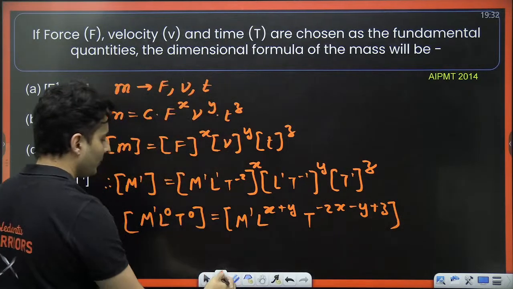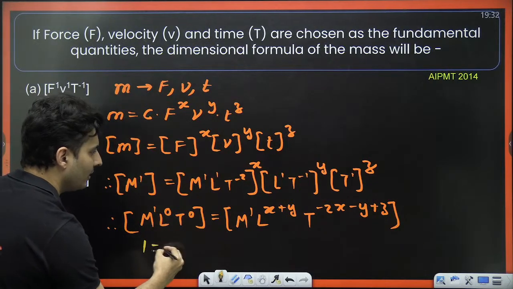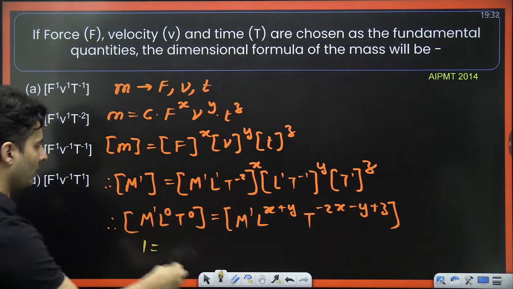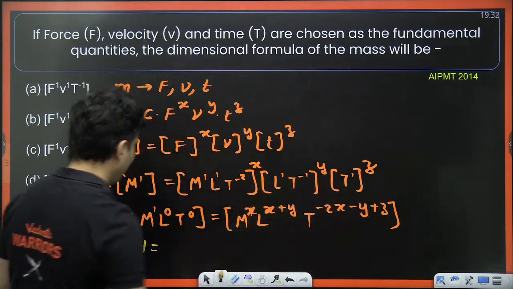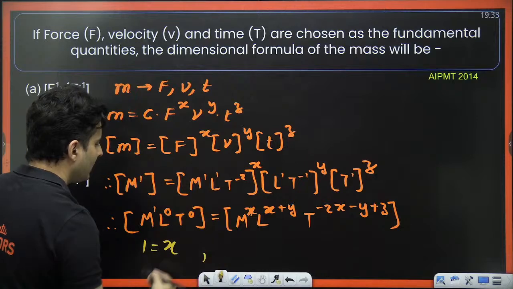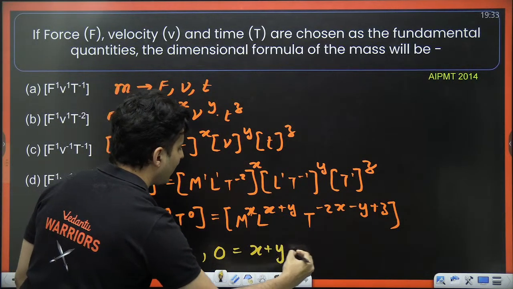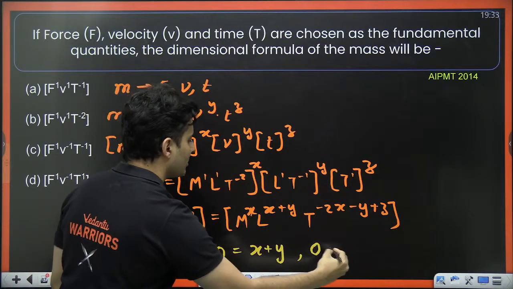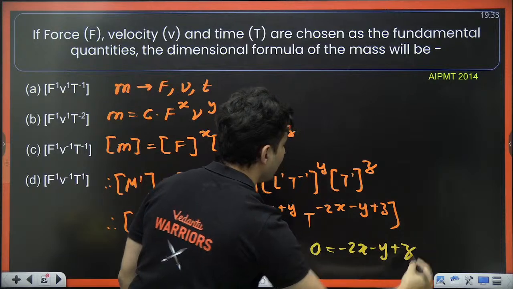Just check that out. So compare the powers. Mass's power is 1 here. Oh sorry, why did I put 1 over here? This was supposed to be x. So 1 will be basically x. Then power of length is 0. So it will be x plus y. And the power of time is also 0. So it will be -2x minus y plus z.